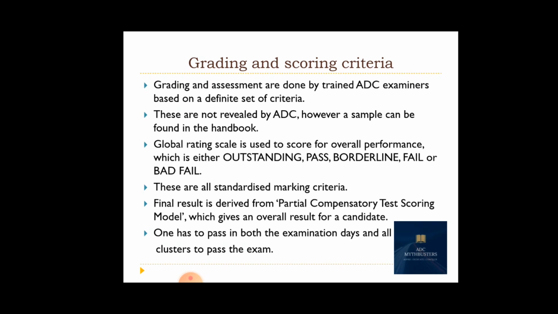So they follow a particular definite criteria or a predetermined listing of criteria to score you. These are not exactly revealed by ADC as to what the criteria are, but you can see a sample of it in the ADC handbook. These criteria are also called rubrics in short. The global rating scale is used to score your overall performance, and you can see it in the handbook too, which I have added a few clips of in the next few slides.